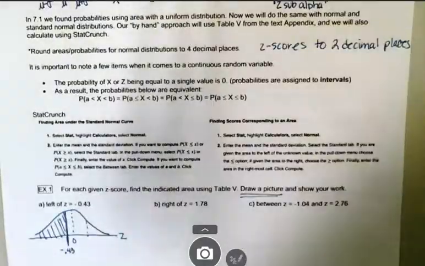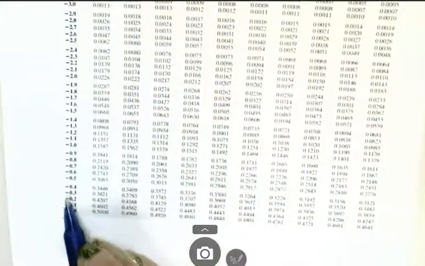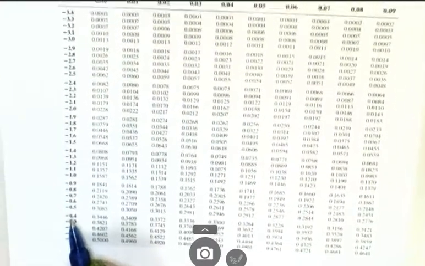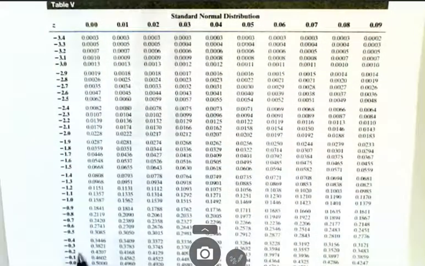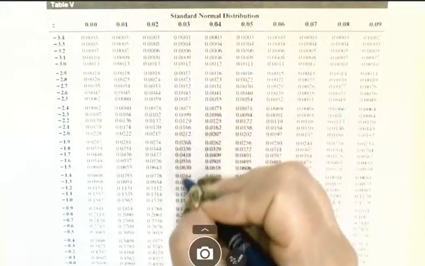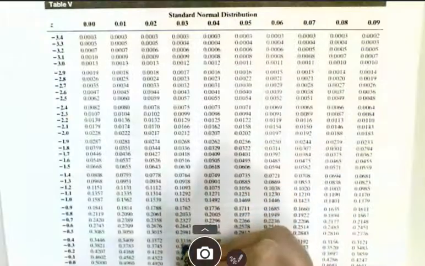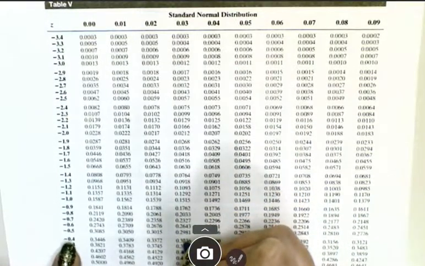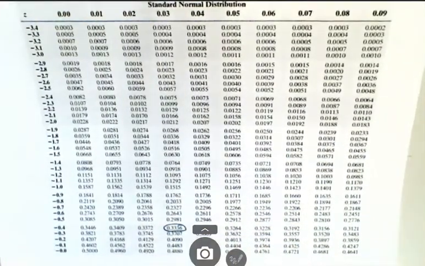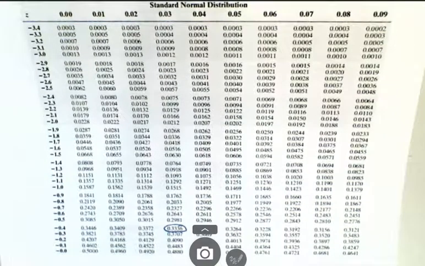Because negative 0.43 is negative 0.43, I go to negative 0.4 because that has the correct tens place. And then the columns at the top are the hundredths place. So I scroll all the way over to where I find the correct hundredths place. So in this case, 0.03, and then where it intersects with negative 0.4, this right here is the value in question. That is the area.